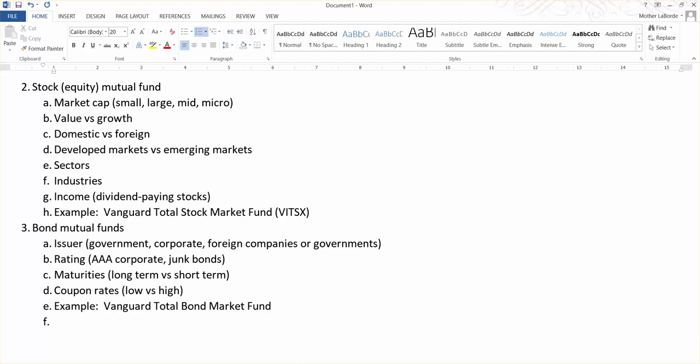And then lastly, there are what they call hybrid funds. I'm not going to go through any more examples, but a hybrid fund is going to be a mix of stocks and bonds. And actually, I will do one example. No, you know what? I'll save it for the next video.